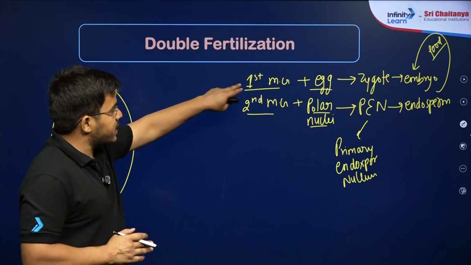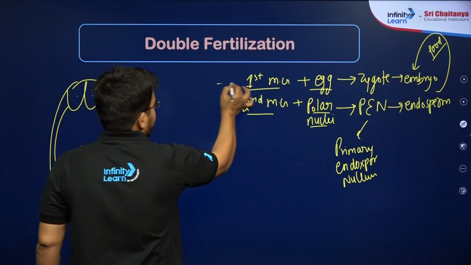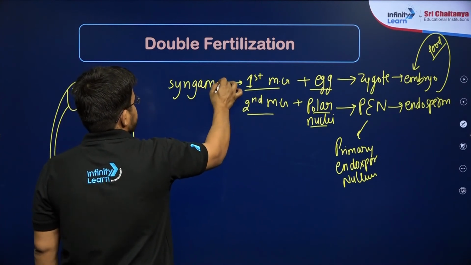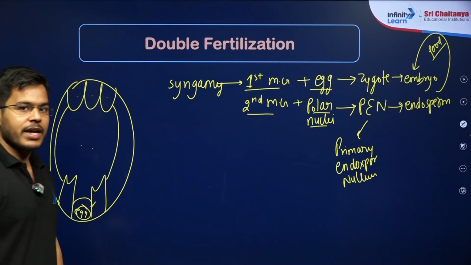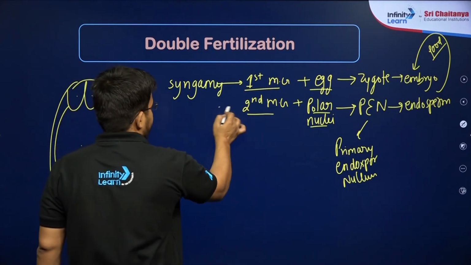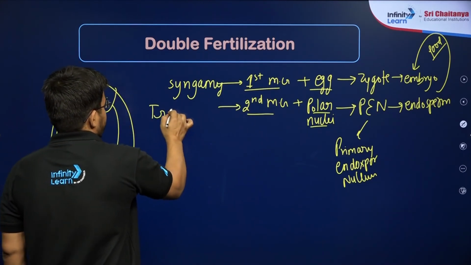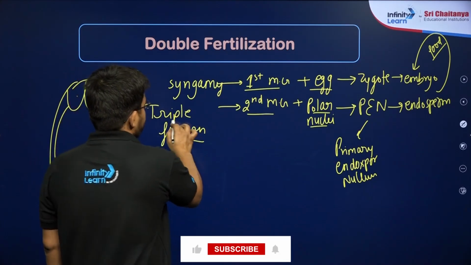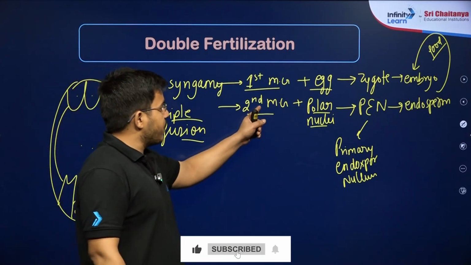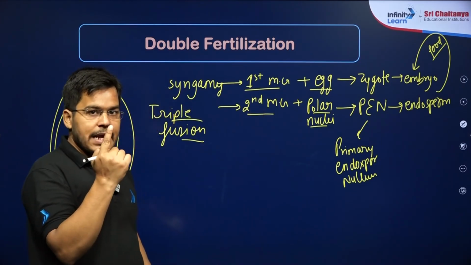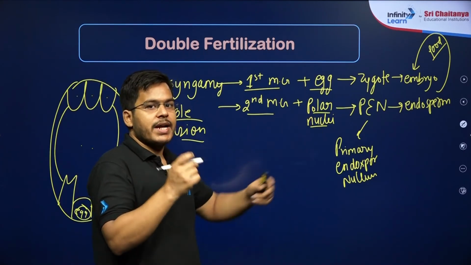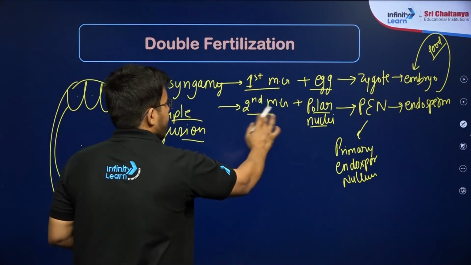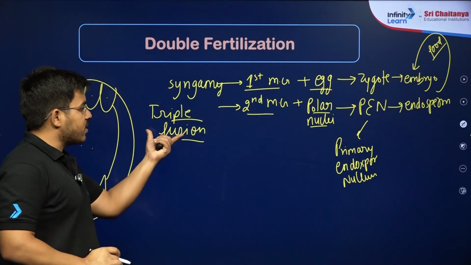This first fusion happening here is known as syngamy, between the first male gamete and the egg. It happens first. The second fusion is known as triple fusion. It is not very difficult to understand why we call it triple fusion: the second male gamete means one male gamete, and there are two polar nuclei. So a total of 3 nuclei are fusing together, 2 polar nuclei and 1 male gamete nucleus. That's why it's a triple fusion.